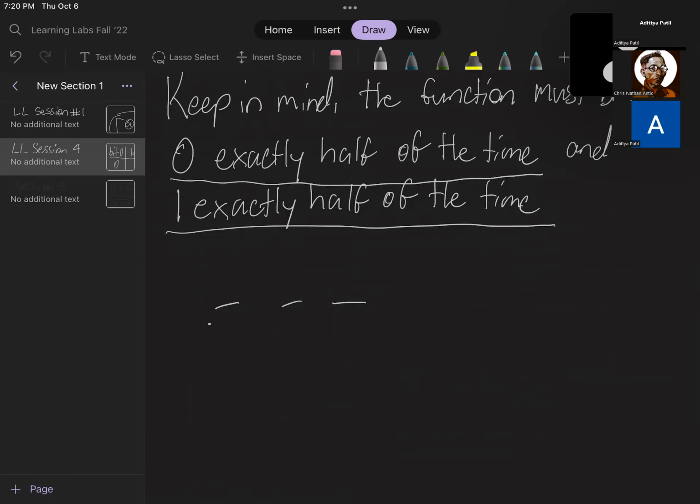So we have 3 input bits, correct? So that is our small n, correct? So we have n is equal to 3. Now, if I want to try all the possible inputs, there are 2 to the power of n possible inputs, correct?